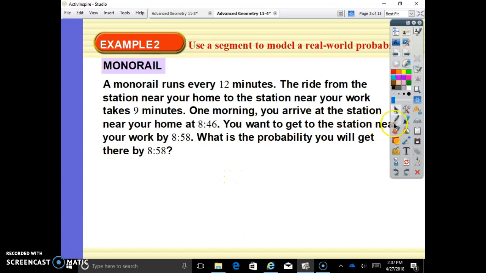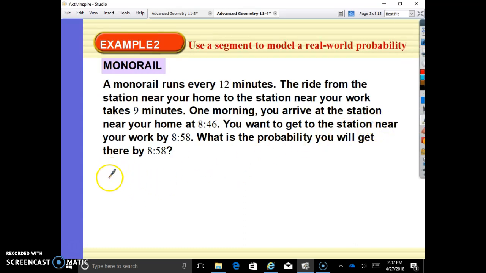A monorail runs every 12 minutes. The ride from the station near your home to the station near your work takes 9 minutes. One morning, you arrive at the station near your home at 8:46. You want to get to the station near your work by 8:58. What is the probability that you will get there by 8:58?